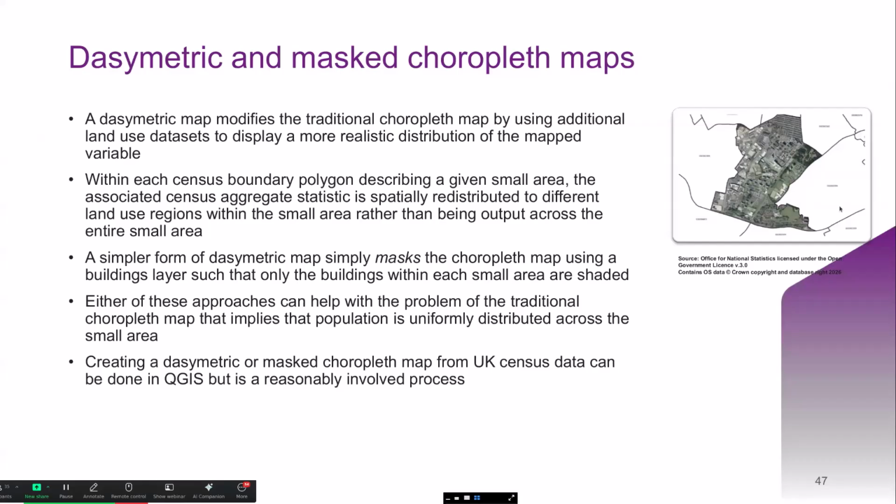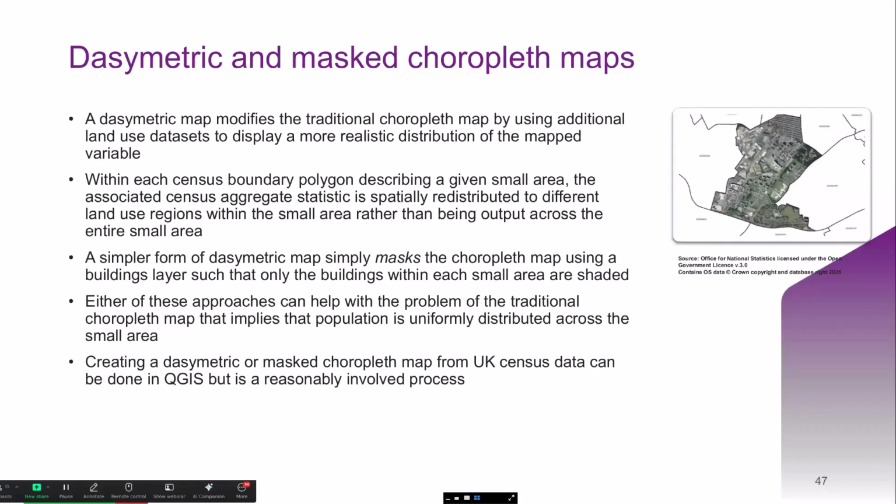So the final type of visualization you can get is called a dasymetric map. This is to address the problem with choropleth maps, where you discover that the underlying population is not uniformly distributed across the extent of the polygon. What a dasymetric map does is modify the choropleth map by using additional data sets to display a more realistic distribution of that population.